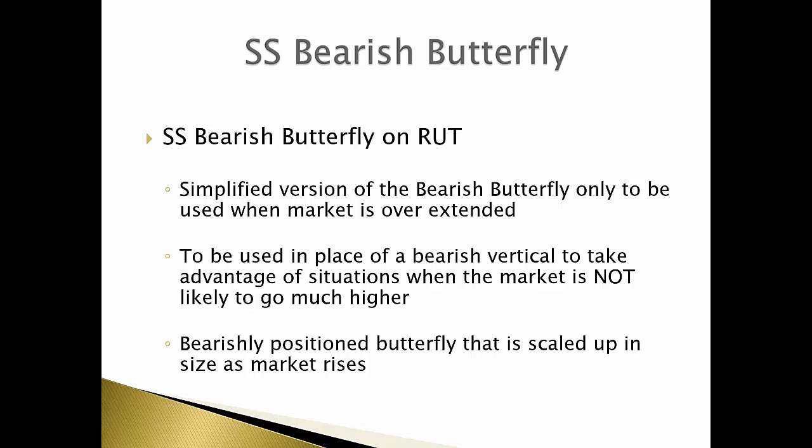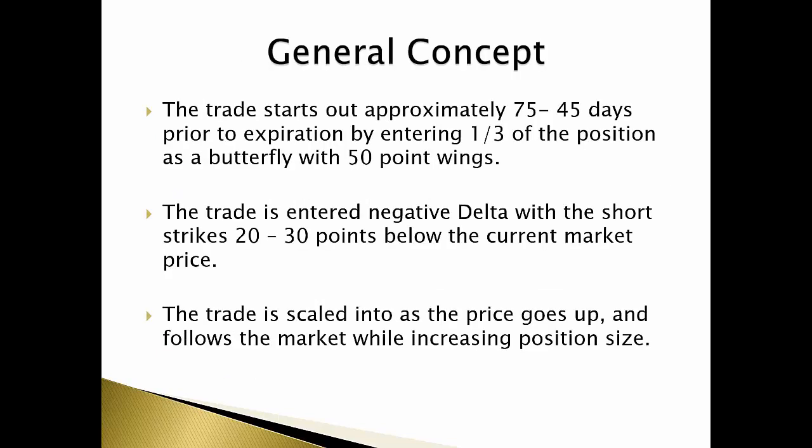Essentially, the trade starts out as a bearishly positioned butterfly, and as the market moves, we increase our size in that position. And here's the general concept of the trade. The trade starts out approximately between 70 and 45 days to expiration, and it starts out by entering a third of our position as a butterfly with 50-point wings. The trade is entered negative delta with our short strikes between 20 and 30 points below the current market price. And then it's scaled into as the price goes up. It follows the market while increasing position size.